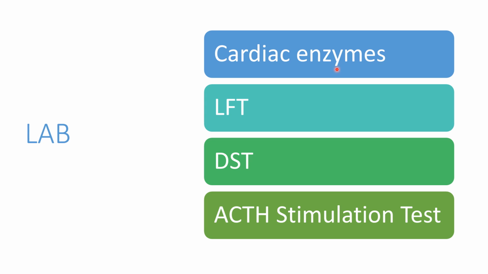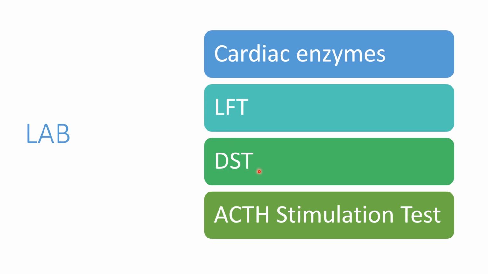Cardiac enzyme, because we might be dealing with complications of hypertension already, like myocardial infarction. So what is the value of troponin I right now? Now, some will use troponin T, but troponin I is more specific to the cardiac cells. Then liver function tests.